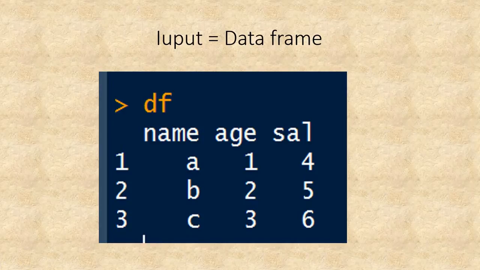If you use a data frame as an input to the sapply and apply function, then let's see what will happen. First, what is a data frame? A matrix only contains a single type of data, while a data frame can contain multiple types of data. For example, this data frame has character data in this column A, B, C, and numeric data in these 2 columns.